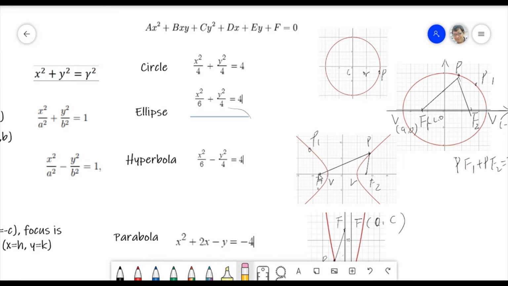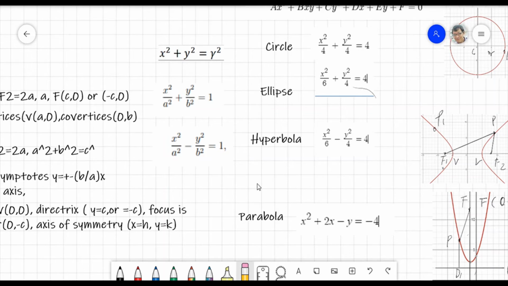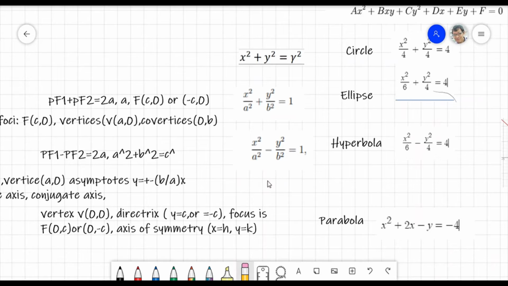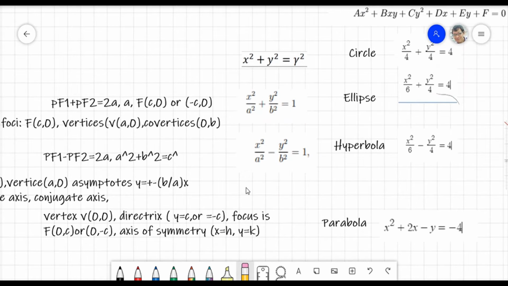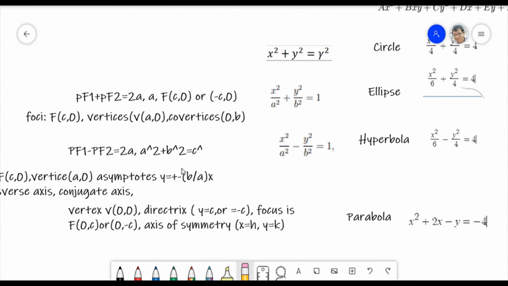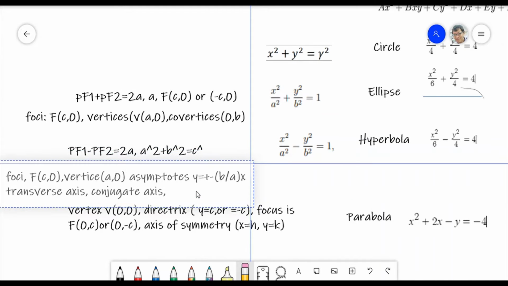For any point on the hyperbola, with the two foci, the difference of these two distances, PF1 and PF2, is always constant. The constant is also 2a, but a here is different. A here is the vertex, right? So PF1 minus PF2 equals 2a. So that is the hyperbola. What we need to remember is that a squared plus b squared equals c squared. C is the focus, right? A is the vertex, right?